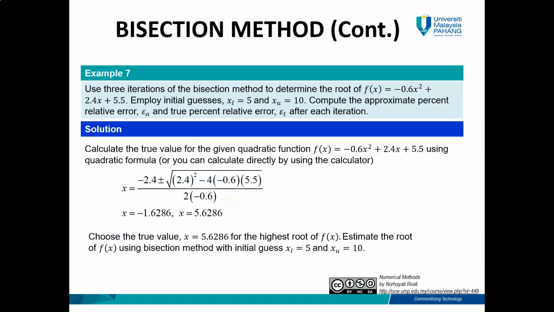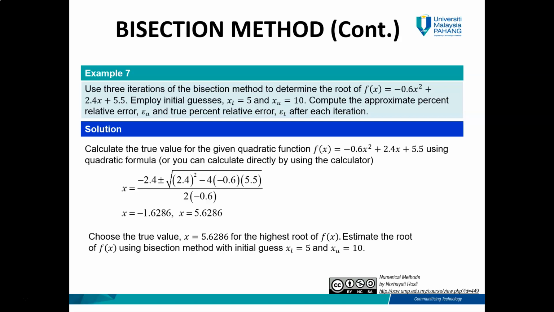So class, now we go to the example related to the bisection method. The question asks you to use 3 iterations of the bisection method to determine the root of f(x) equal to negative 0.6x squared plus 2.4x plus 5.5. Here you need to employ the initial guesses given to you, xl equal to 5 and xu equal to 10. Compute the approximate percent relative error epsilon a, and you also need to compute the true percent relative error epsilon t after each iteration.